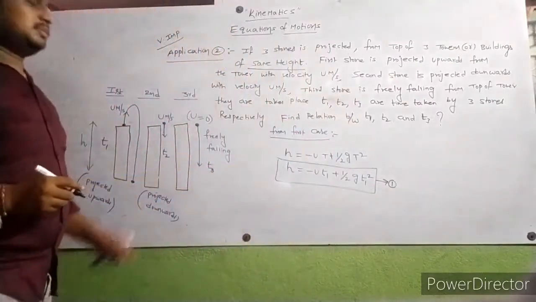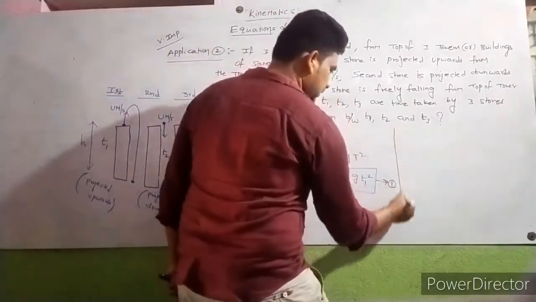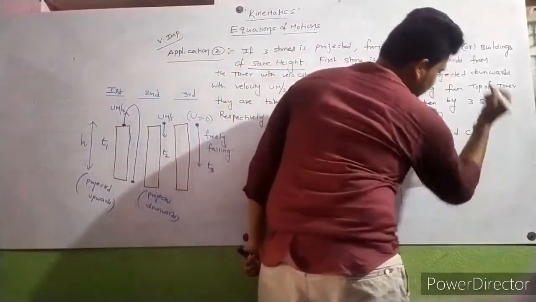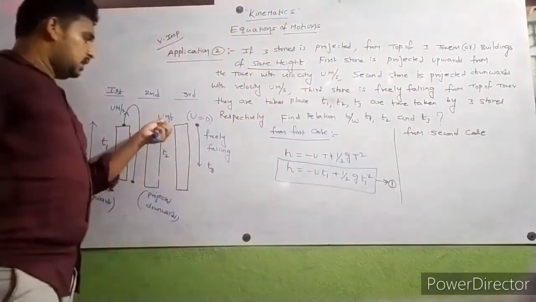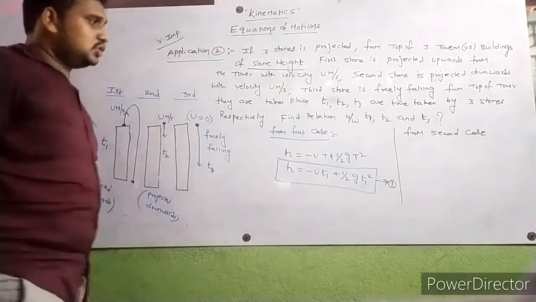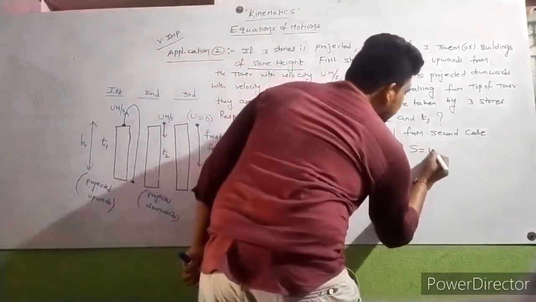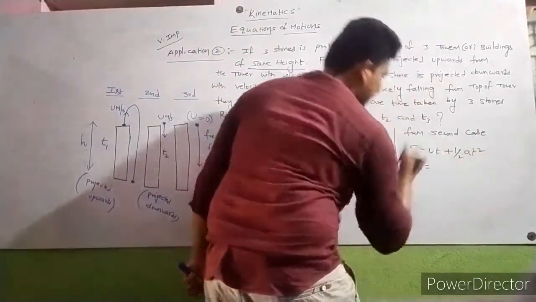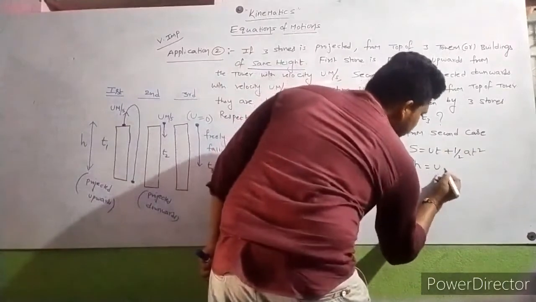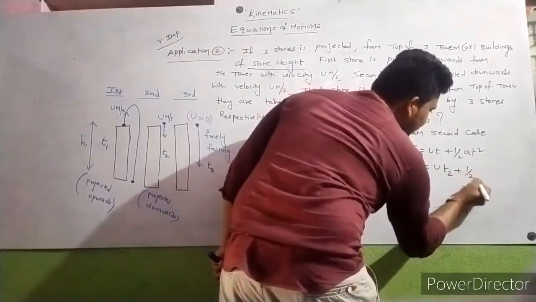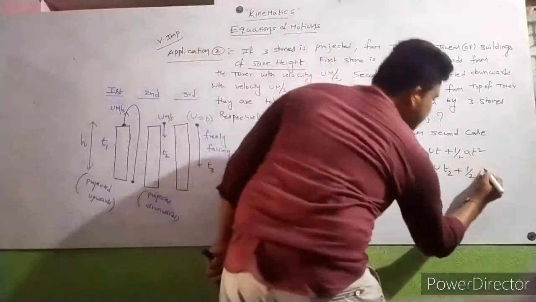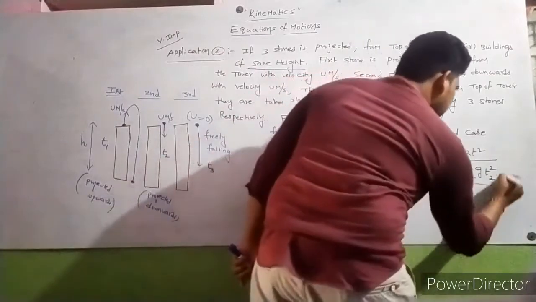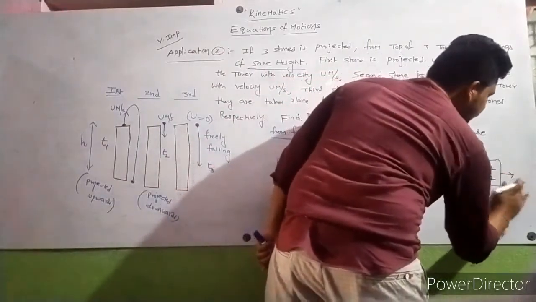From the second case, the stone is projected downwards. That means S = ut + half at square. S means distance travelled, h, and u is u only, t is t2, plus half into g into t2 square, since the body is projected downwards. So this is equation 2.